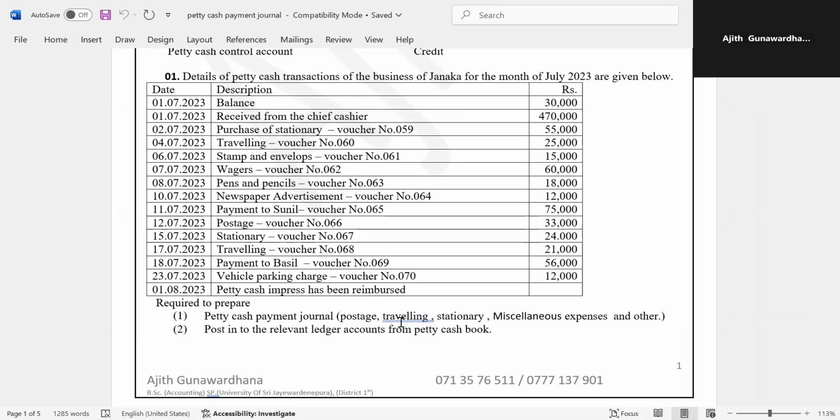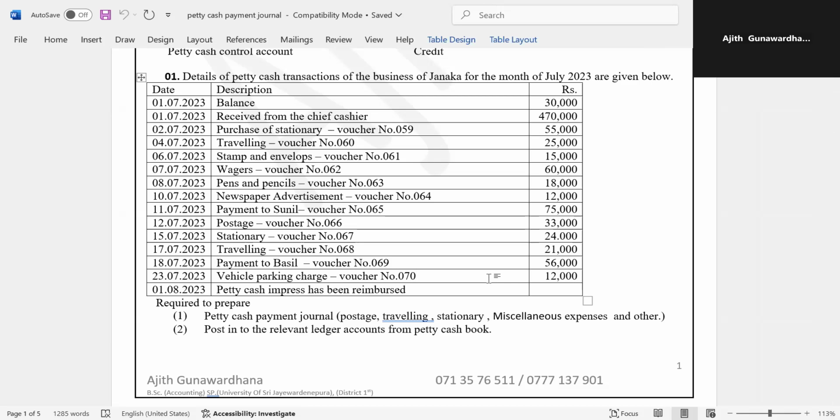Right. Given from the beginning, the opening balance and receipt from chief cashier, those should be recorded in the petty cash control account, not relevant for the petty cash payment journal. The petty cash payment journal should record only payments, only a small amount of expense paid in cash. Right. First one, draw the format.